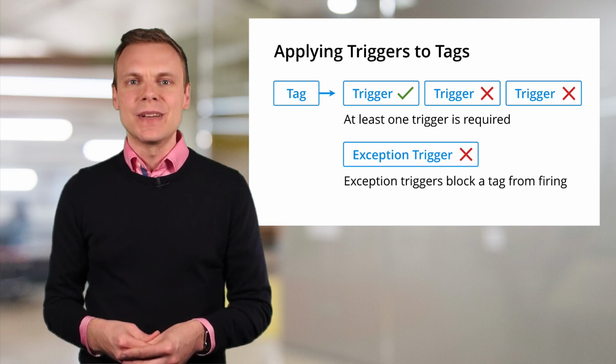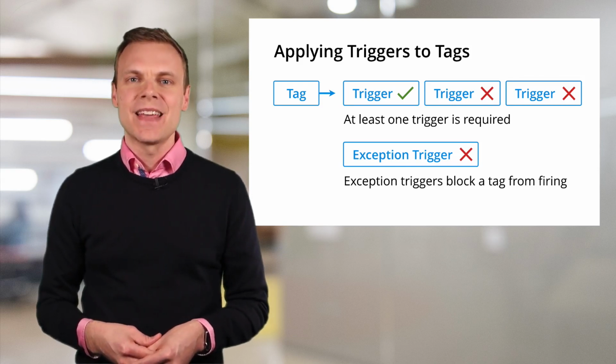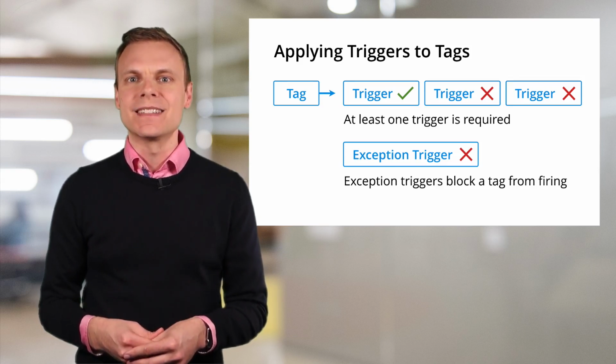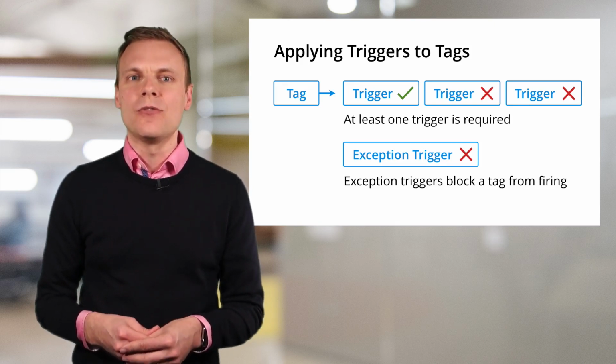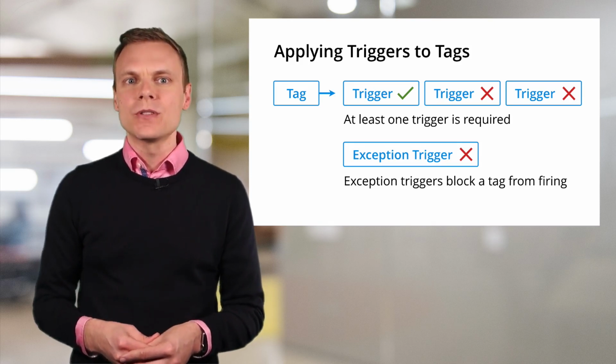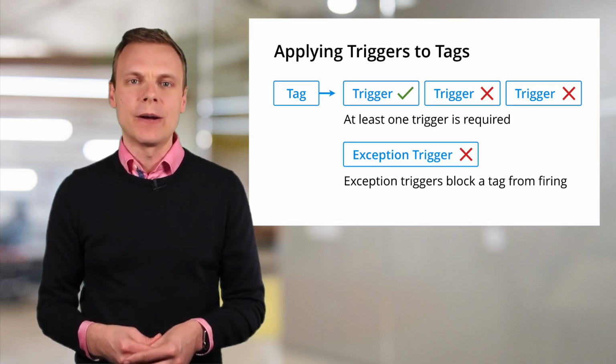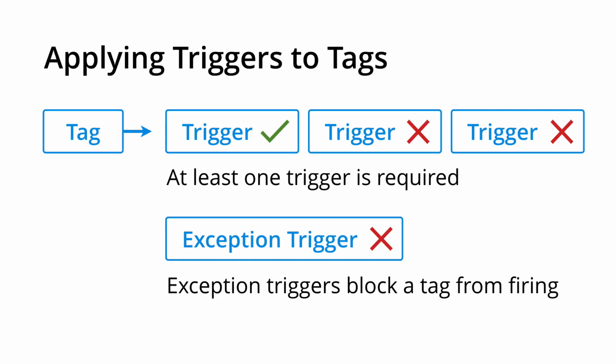Once we've created our triggers, we can use them with our tags. In most cases, you will use triggers to tell Google Tag Manager when to fire tags. This is what we call a fire on trigger. But you can also use a trigger to block a tag from firing. You can also apply multiple triggers to the same tag, so if any of those triggers fire, then the tag will be fired too. So you can use multiple fire on triggers.